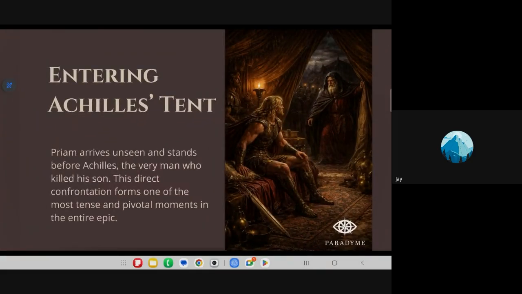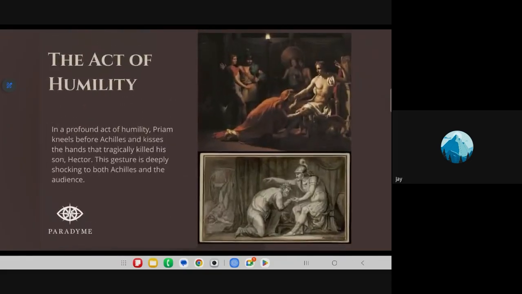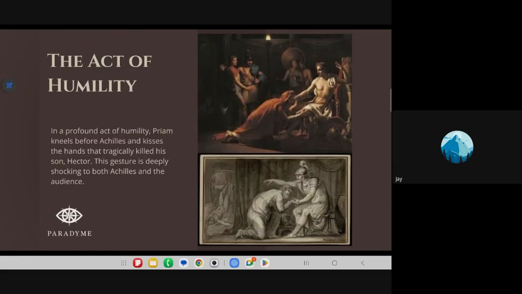Priam arrives unseen and stands before Achilles, the very man who killed his son. This direct confrontation forms one of the most tense and pivotal moments in the entire epic. In a profound act of humility, Priam kneels before Achilles and kisses the hands that tragically killed his son Hector. This gesture is deeply shocking to both Achilles and the audience in the tent.